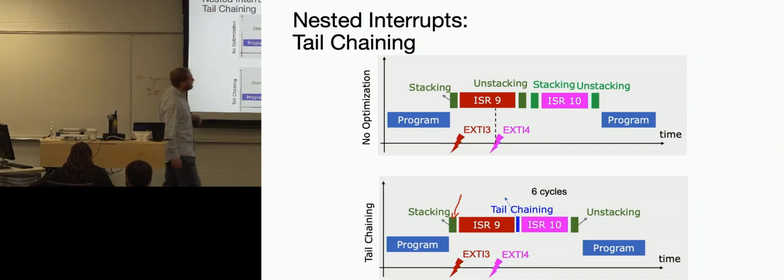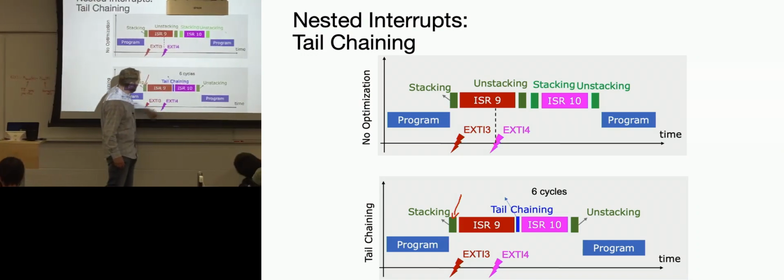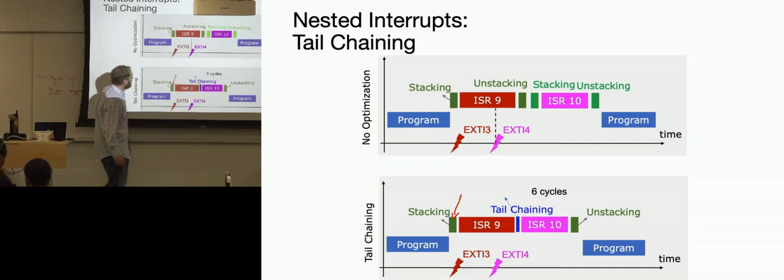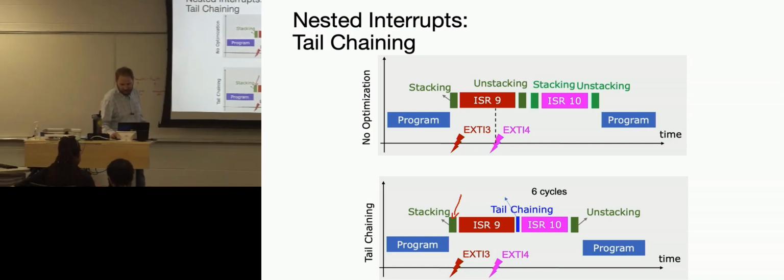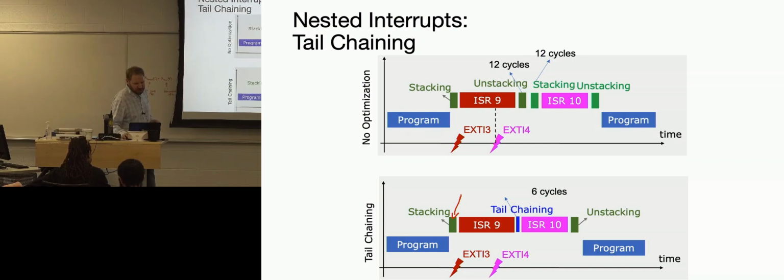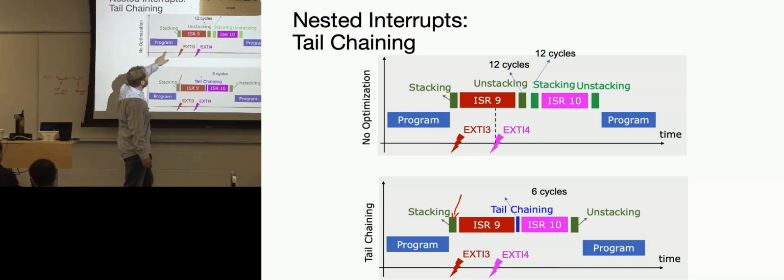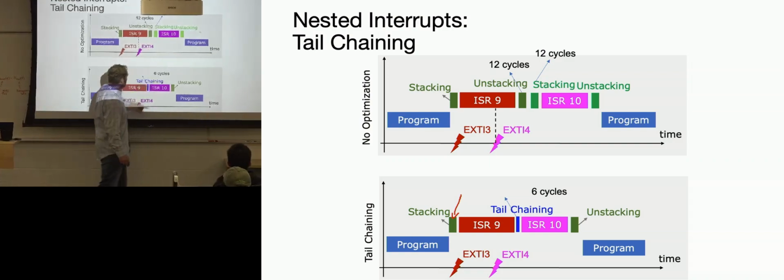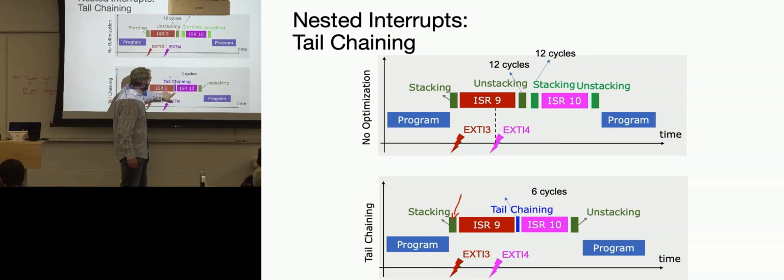I did put cycle counts on here. Tail chaining is 6 cycles. It's 12 cycles for stacking and unstacking. This is why you don't want to stack and unstack, because now you have to wait 24 cycles. But tail chaining only costs you 6 cycles to go from one interrupt to the next, so that saves you time.